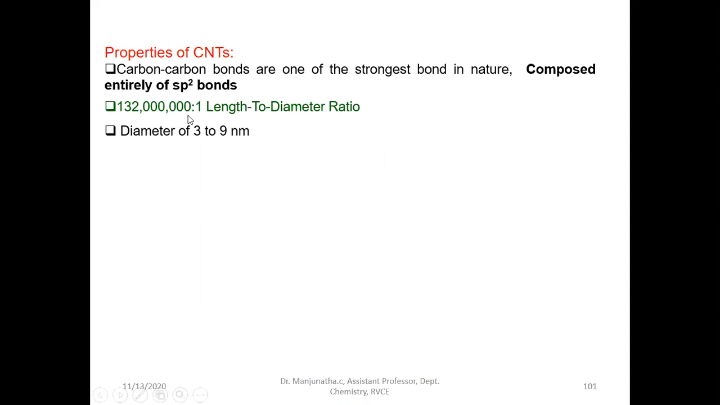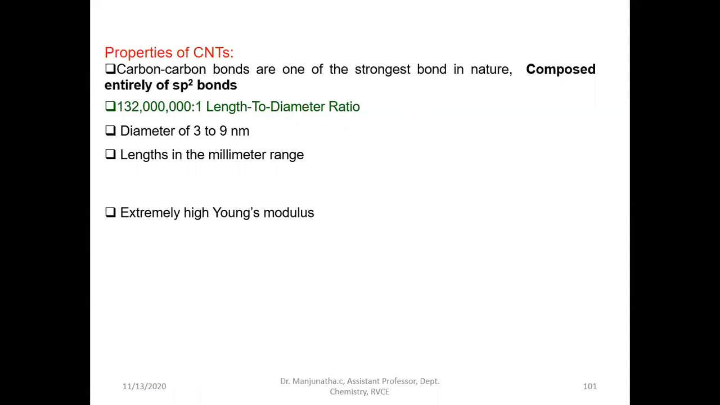And look at this length to diameter ratio. We call it the aspect ratio. Look at this ratio: the length is how many times more than its diameter. This is the beauty of this CNT. Almost 13 crore times more length than its diameter. And look at the diameter, 3 to 9 nanometer. And there are some reports in which they have prepared carbon nanotubes with length in the millimeter range.